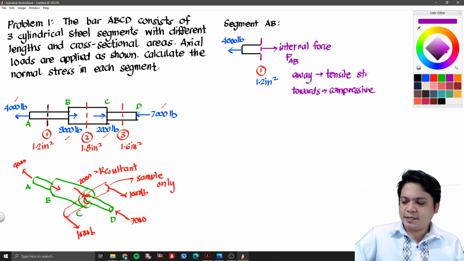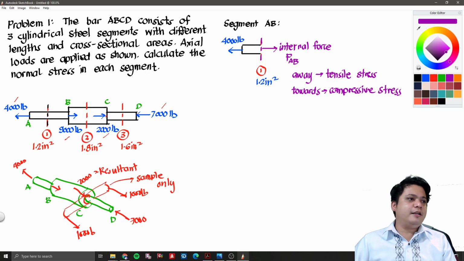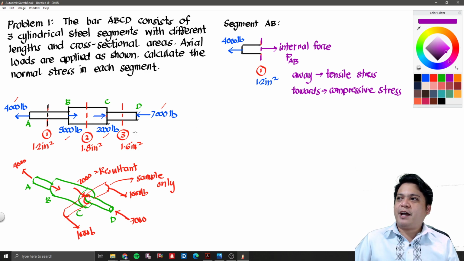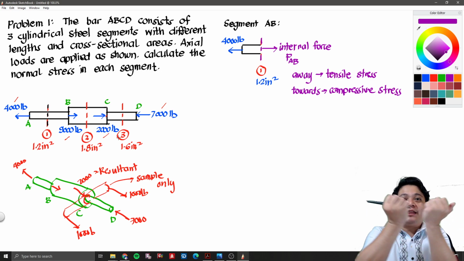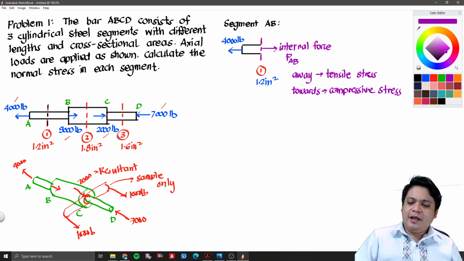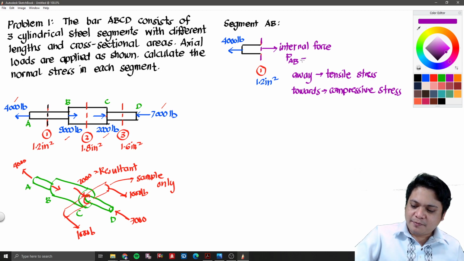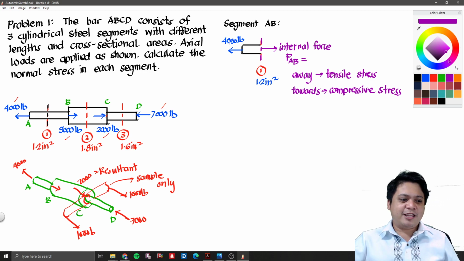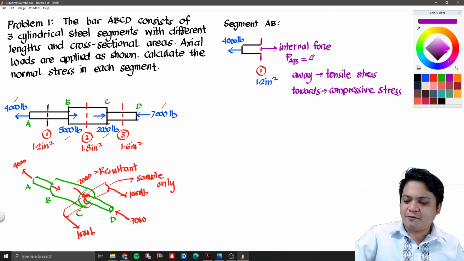Tensile stress. And then you have here compressive stress. So you will be having this one. So, ibig sabihin, at PAB, ang nararanasan niyang stress is actually a tensile stress dahil away to the cross-section area. Ilan nga yung value nito? Kung 4,000 to, napakadali kahit hindi nyo na-calculate. So, this is around 4,000 pounds.